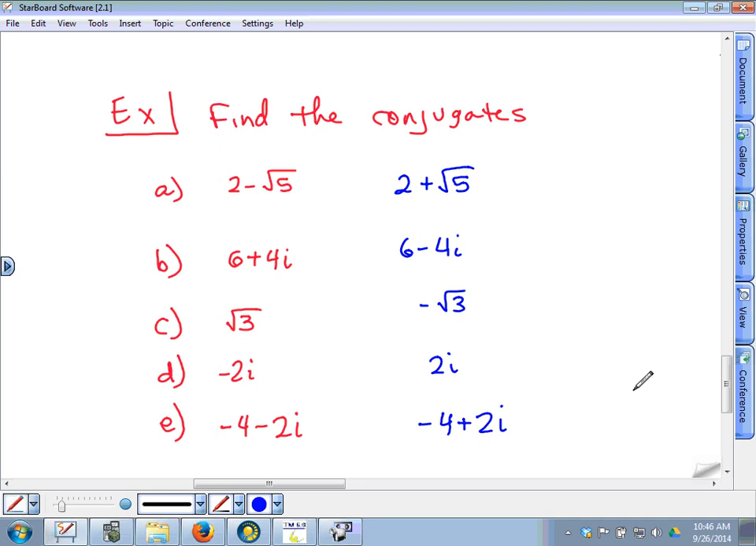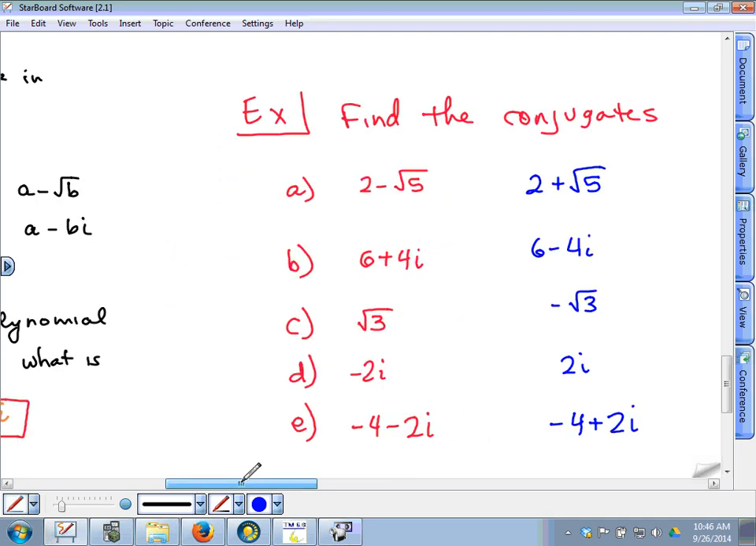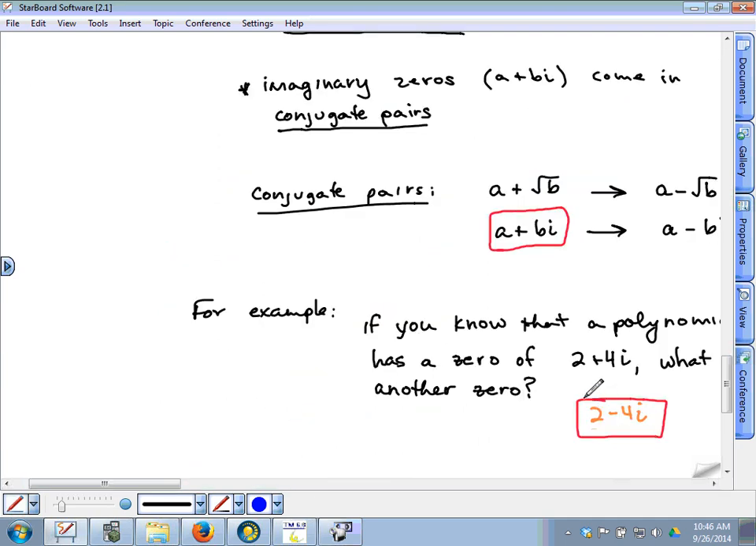Okay. Now the point of learning this isn't just to learn how to do it. That's easy. This would be easy enough to teach for the second grade. But what's coming next isn't quite so easy. It takes a little bit more work. So what I'm saying is, what do you do once you have the other zero or the other conjugate? So let's take a look.